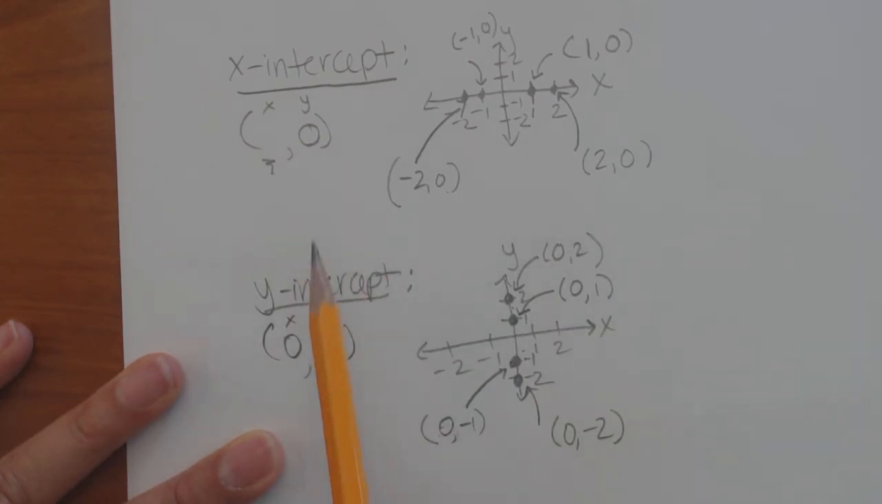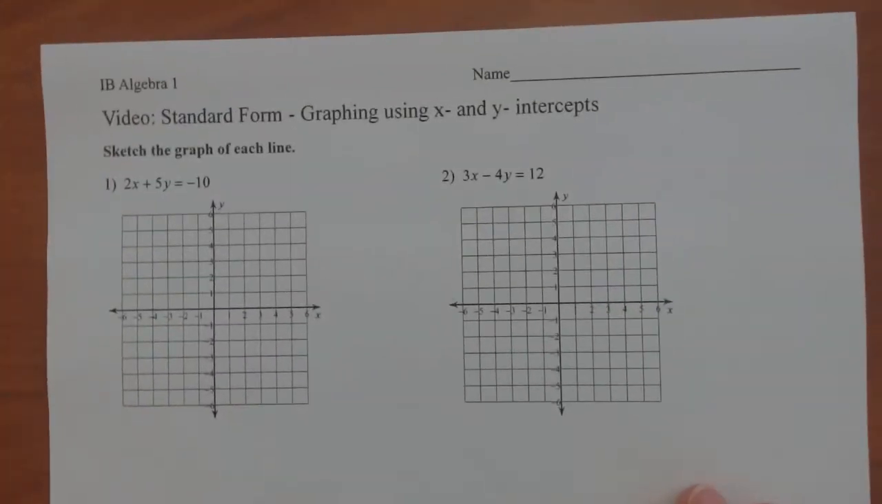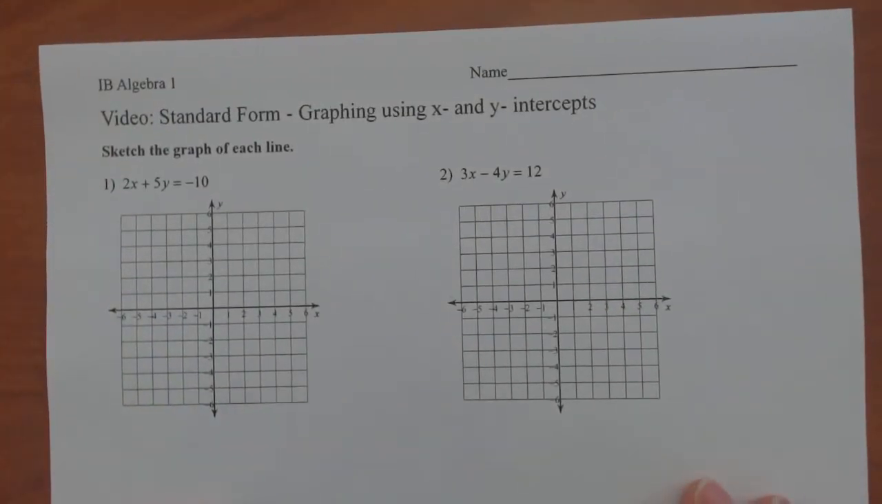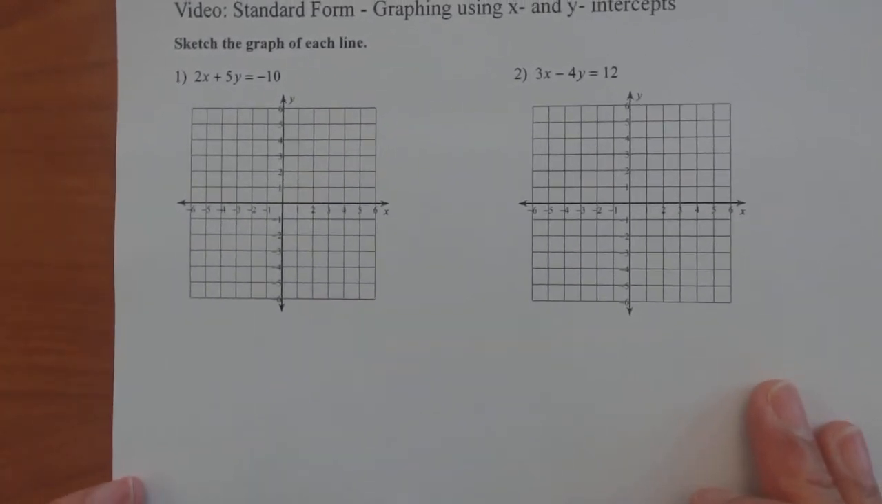So this is what we're going to find when we graph. We're going to find an x-intercept and we're going to find a y-intercept, and then we're going to connect them. So let's go. You have this worksheet. It's video standard form graphing using x and y intercepts, and I'm going to be doing the examples with you.